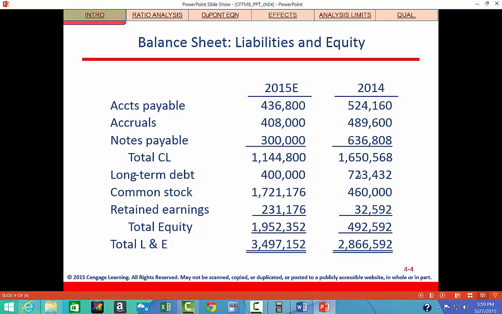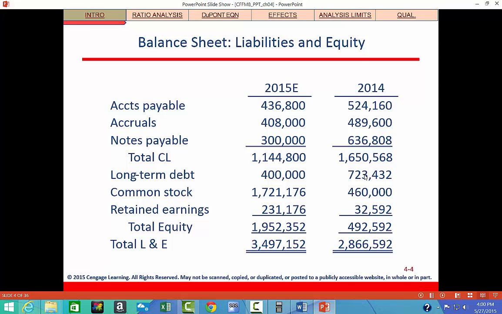If we look at liabilities and equity, how do we finance those assets? It looks like accounts payable decreases from 524 to 436. Accruals decrease. So these are some good small improvements. And notes payable decreases by $336,000, which is really good.